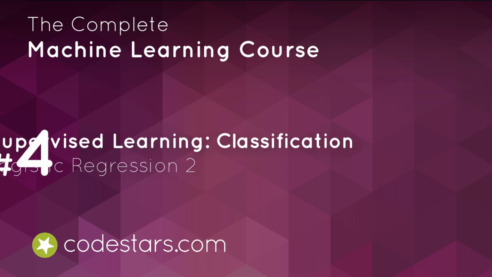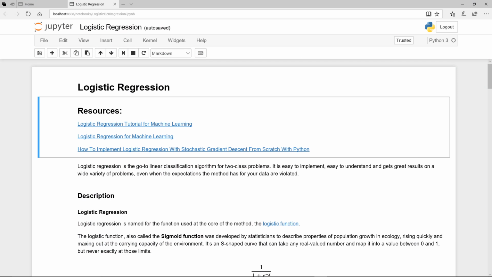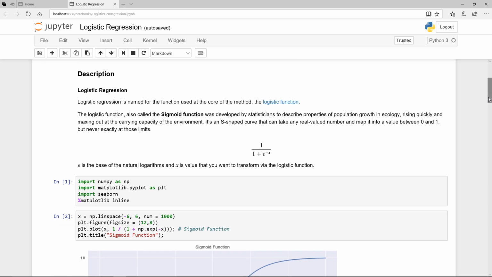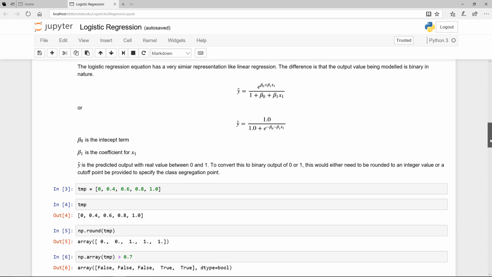Welcome back. In the last video, we covered logistic regression as one of the machine learning algorithms that you can use for classification purposes. We provided 3 resources for you to study more, and we also walked through what the logistic function looks like. It's also called the sigmoid function, with this form right here. We plotted out what the sigmoid function looks like in terms of its shape, and also provided a representation of what logistic regression looks like.